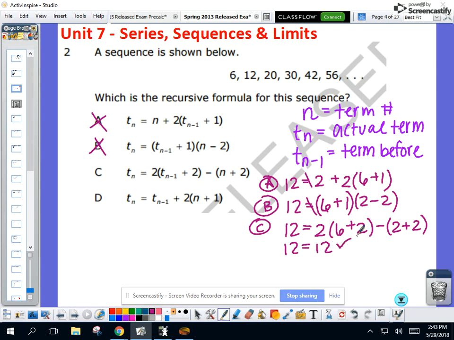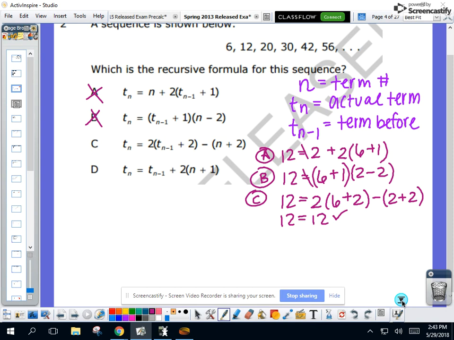However, especially because we are in a final exam setting, we need to make sure that this would continue to work. So if I were to try it for the next term, let's say 20, we need to determine if 20 will be equal to this equation as well. 2 times the term before, this time is 12, plus 2, minus, now we're on the third term, plus 2. If I simplify this right side, it will not equal the left side. So that means choice D is going to be our best choice.